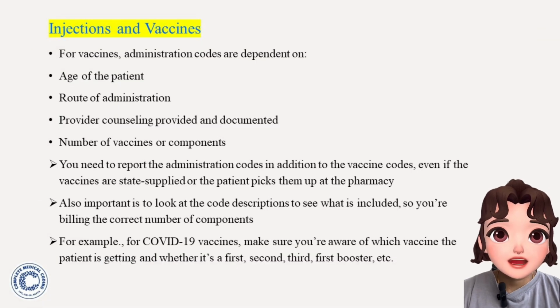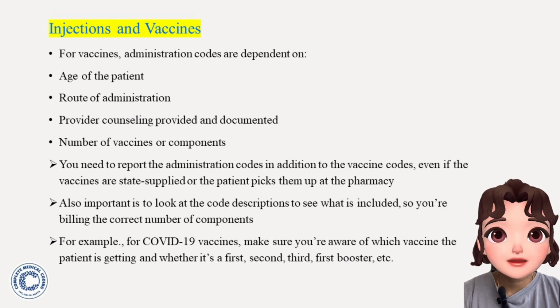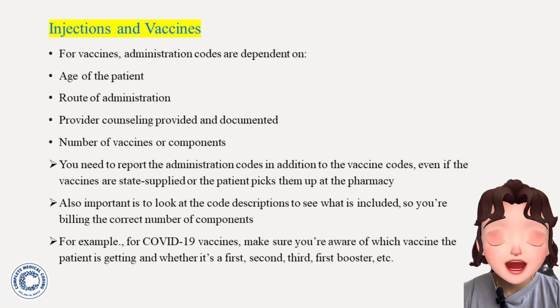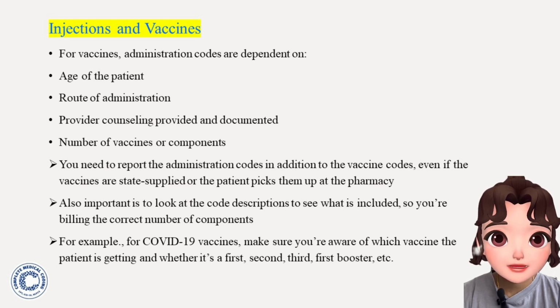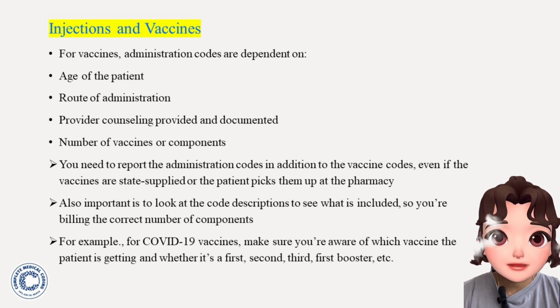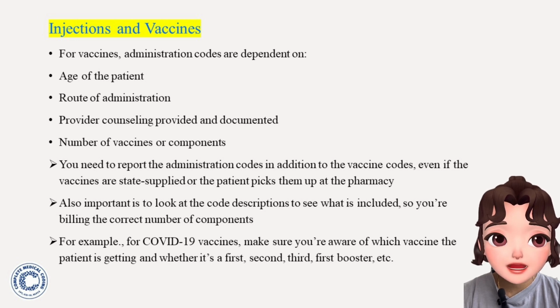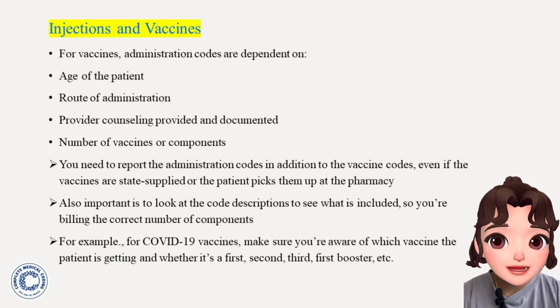Now moving on to injections and vaccines, the last part. For vaccines, administration codes are dependent on the following: age of the patient, route of administration, provider counseling provided and documented, and number of vaccines or components. You should remember all these four points for the admin codes: age of the patient, route of admin, provider counseling, number of vaccines or components.